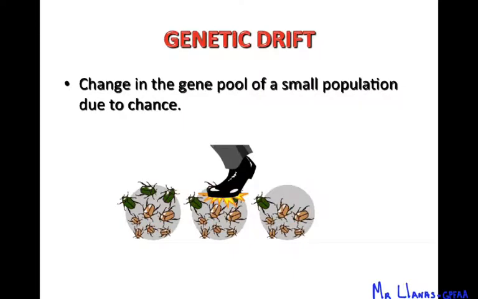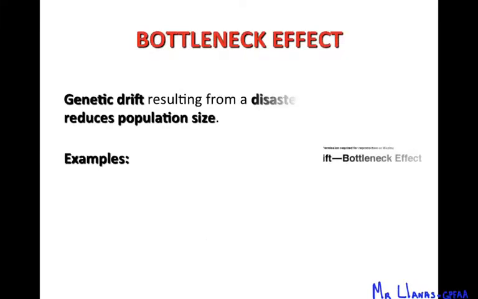So now if we look at the new population, we see that there's only one green beetle and there's more tan beetles, and eventually that's what it's going to be. The frequency of the tan color is going to be way higher than the green because that person stepped on the green beetles, and that was just by chance. Okay, now there's two types of genetic drift.